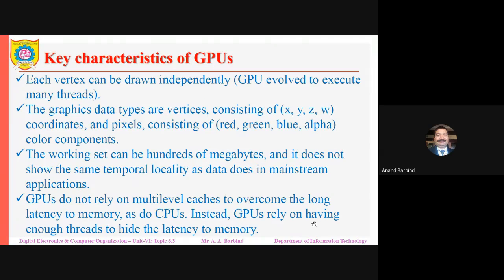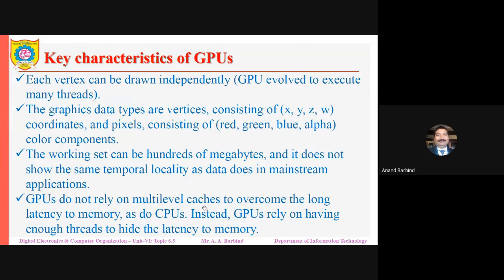Instead, GPUs rely on having enough threads to hide the latency to the memory. The GPU has a large number of threads, and these threads simultaneously read from this part of the memory, or process, so that there will be no latency, and your graphics display is accelerated.